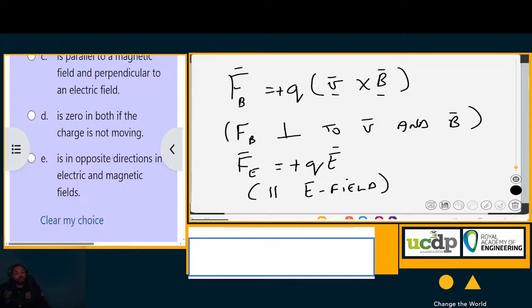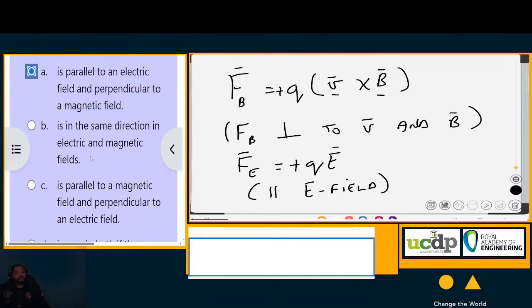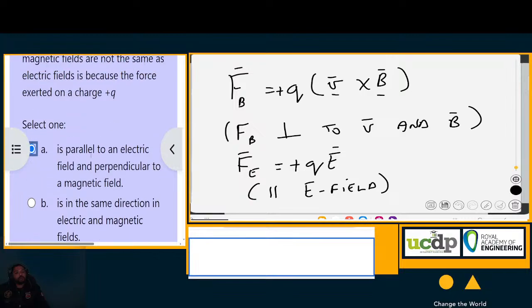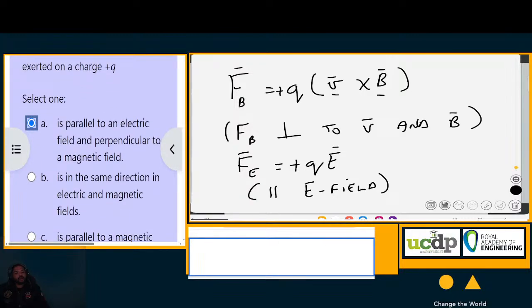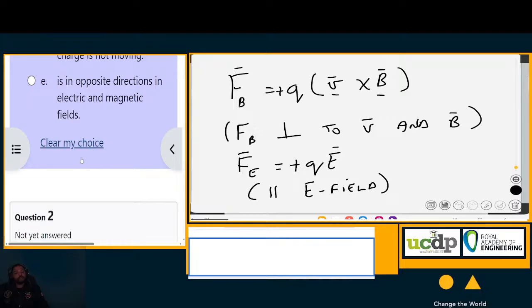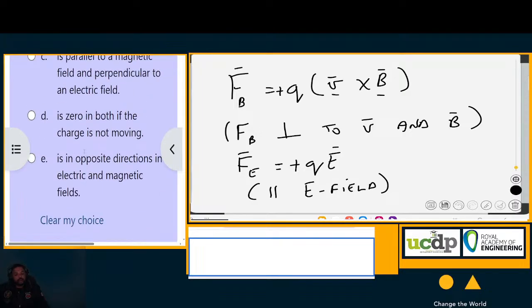It is in opposite directions in electric and magnetic fields, that is not correct. So the only viable answer is A. It is parallel to an electric field and perpendicular to the magnetic field. So the answer is A.